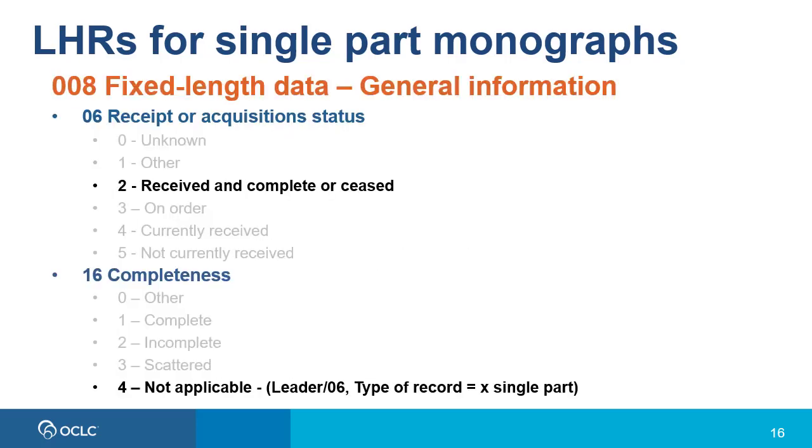The 008 fixed-length data elements general information includes the 06 receipt or acquisition status, which for single-part monographs would most times be a 2, received and complete or ceased. 00816 for completeness must always be 4, not applicable for single-part monographs.